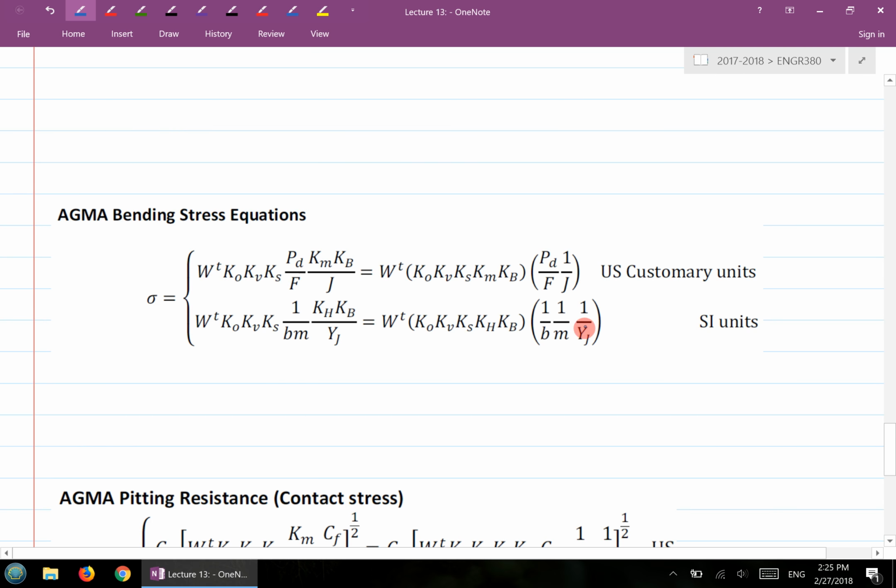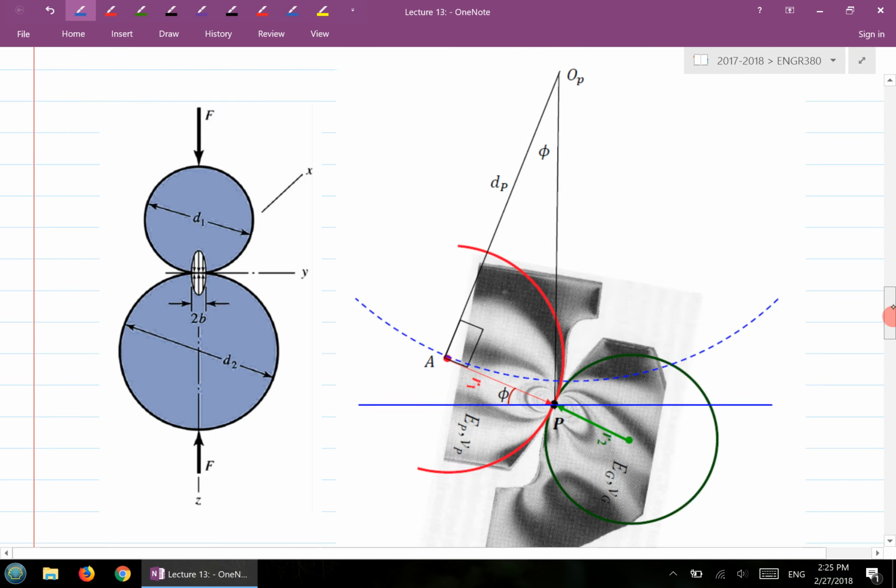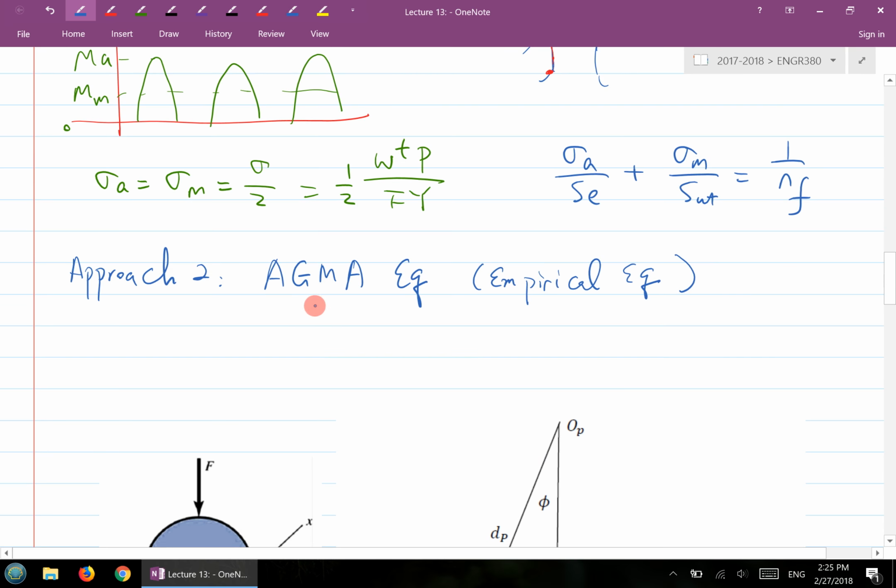Now for the AGMA equation, take a first look at this. Essentially, it's a modified version of the Lewis equation. You see, you have a WT here, you have an F, and then this is not called a Y, but this is called a J here. You have a diametral pitch, right? So that's a modified version of the Lewis equation, and then a whole bunch of factors over here. That's the one we're going to use for our gear design. I'm going to look at the details for this portion very shortly.